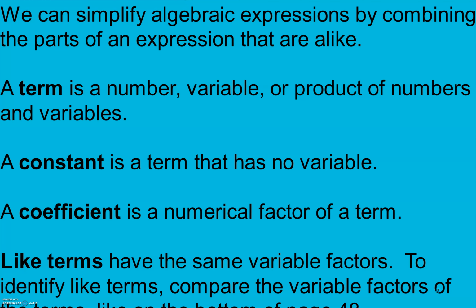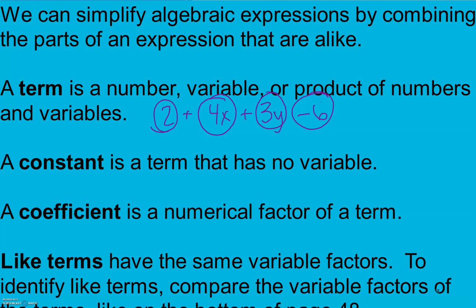Continuing on in section 1.7, we can simplify algebraic expressions by combining the parts of the expression that are alike. A term is a number, variable, or product of numbers and variables. A constant is a term that has no variable. A coefficient is a numerical factor of a term. So terms, again, are things like 2, 4x, 3y, minus 6. So each of these is a term.